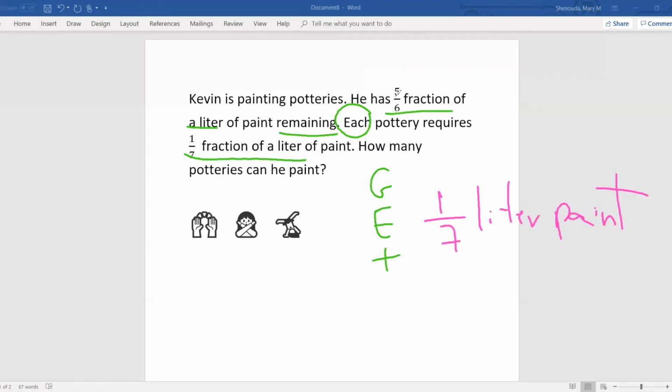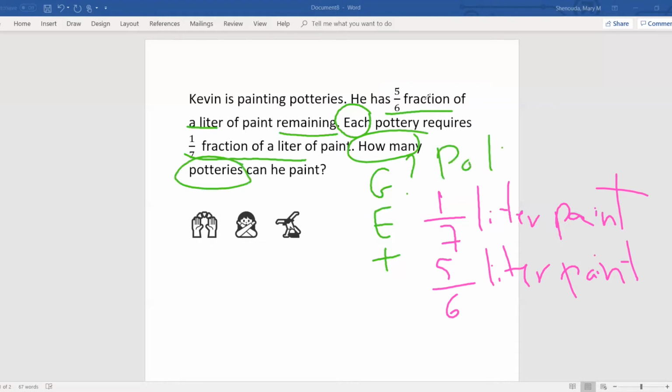We know that each and total always have to have the same unit. So if each is in liters of paint, then the total also has to be in liters of paint. In this case, the total remaining is 5/6 liter of paint. That means I am solving for G, which is how many potteries. As you can see, G has a different unit, and it always will have a different unit. To find G or E, we always divide. To find T, I multiply.